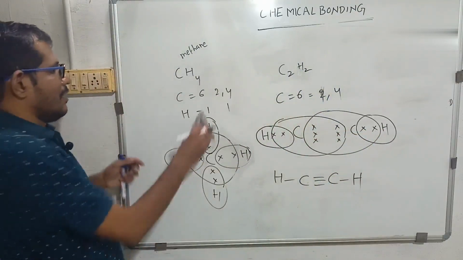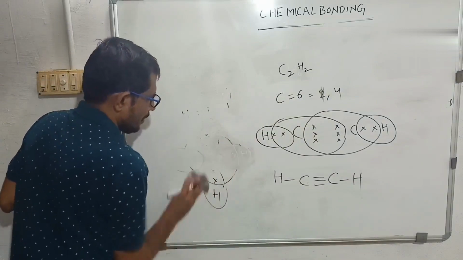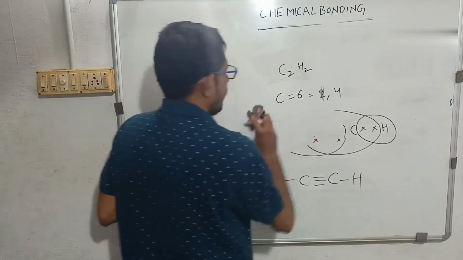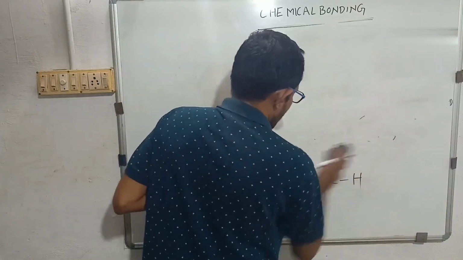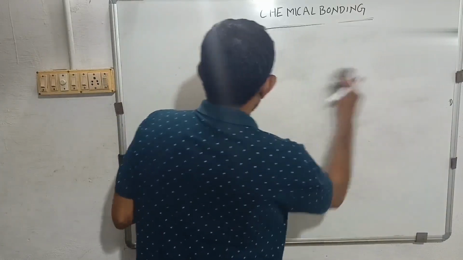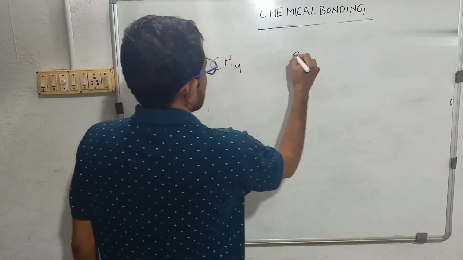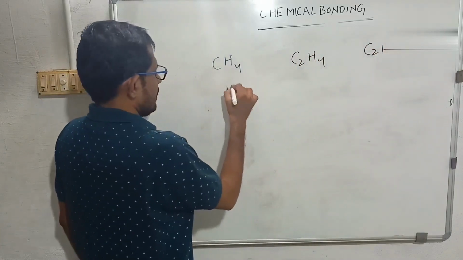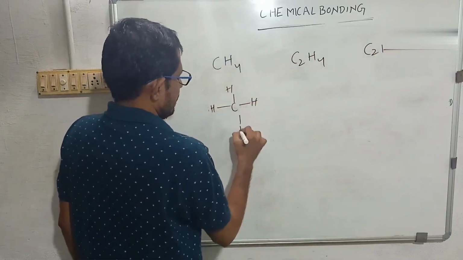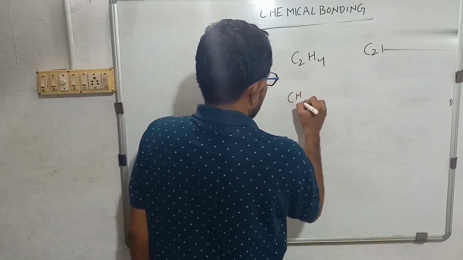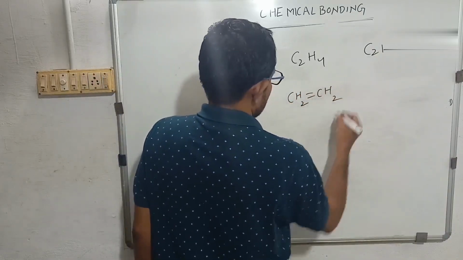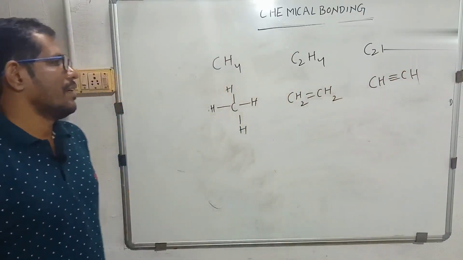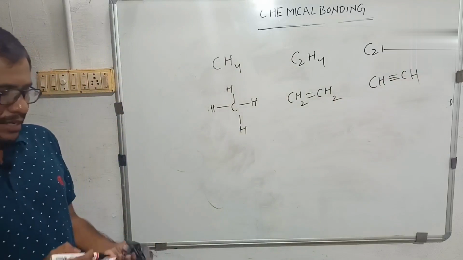Now understood, right? Now I will write the structures of the 3 directly. CH4, C2H4 and C2H2. The CH4 structure is as shown. The C2H4 structure is CH2 double bond CH2. The acetylene structure is CH triple bond CH. So in such a way, we can write the structure of the organic compounds.